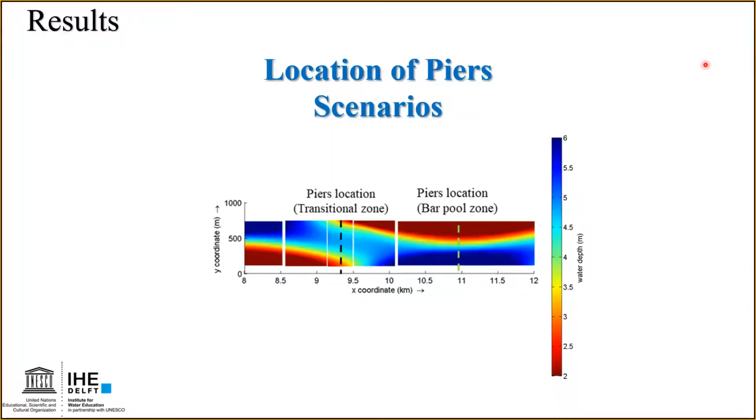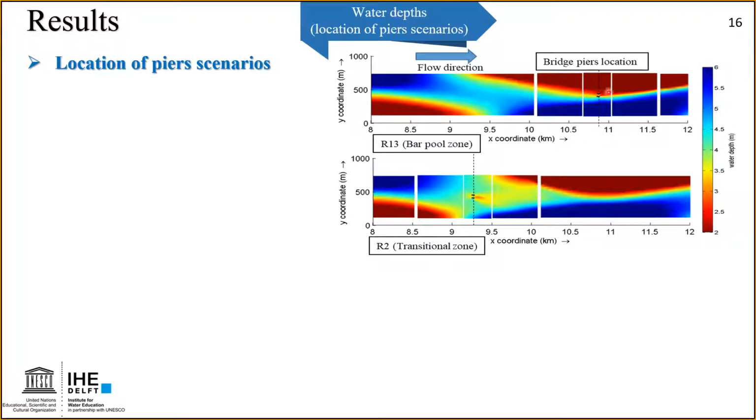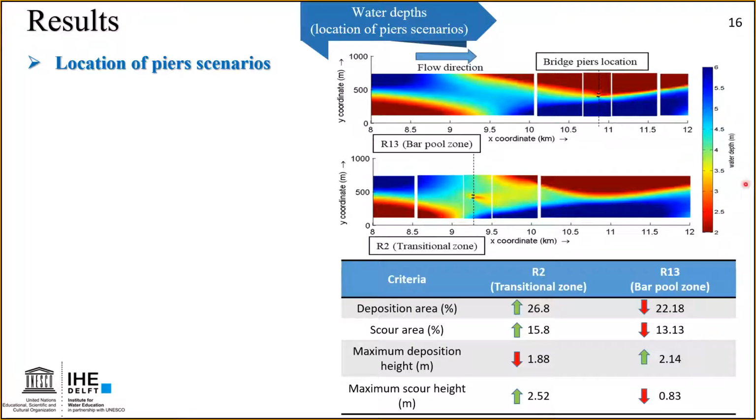The third set of scenarios is the location of piers. We used, as we mentioned, two locations: the bar pool zone and a transitional zone. We can see that a forced bar formed here, while here there is no forced bar formed. We can see from the numerical analysis also that the deposition area, scour, and maximum scour height are all larger in the transitional zone than in the bar pool zone.